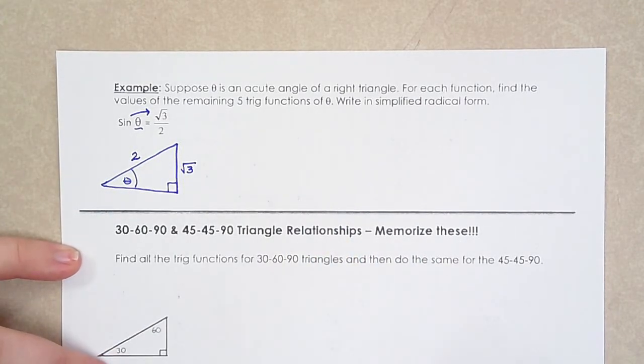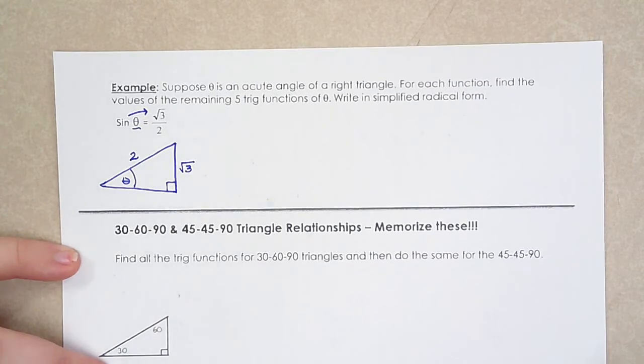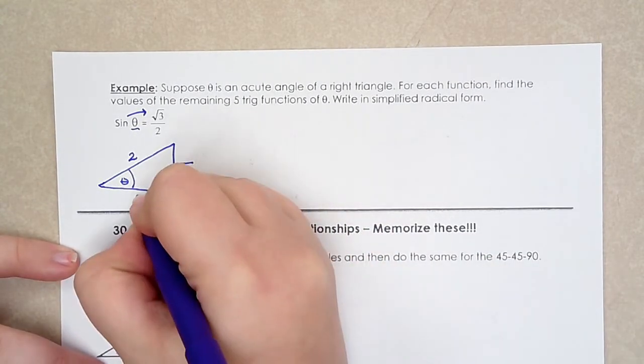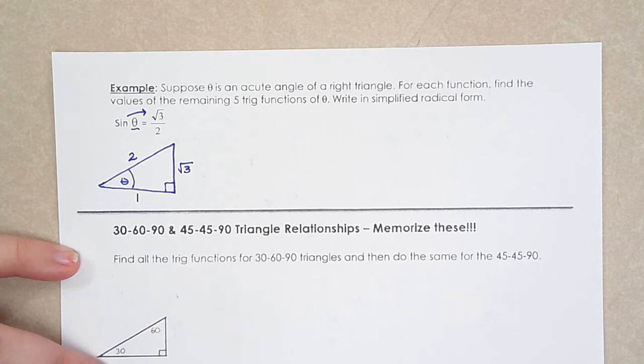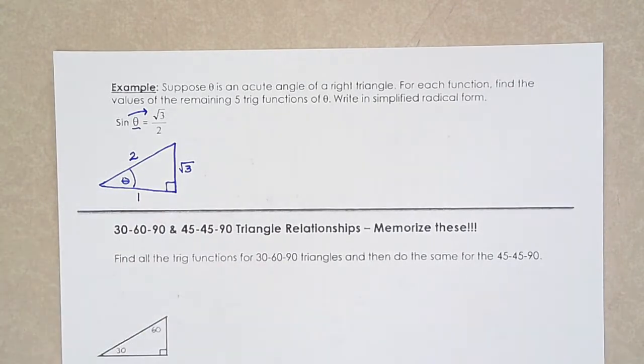And of course, using that Pythagorean theorem again, we can find the third side length. I'm going to go ahead and save you some time and tell you it's 1. If you want to check that, go ahead and use Pythagorean theorem to do so. From there, we can find the other 5.